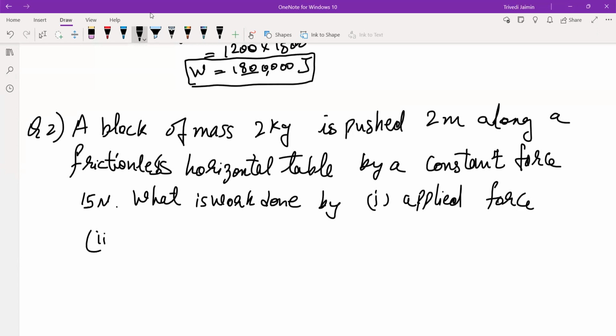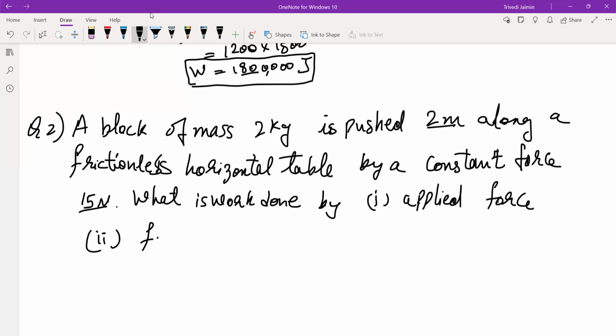Second one, let's try this also. Is it 30, the work done? 30 joules. For the first one, it should be 30 only. 15 times 2 is 30, right? Yes. Force into displacement. Yes.